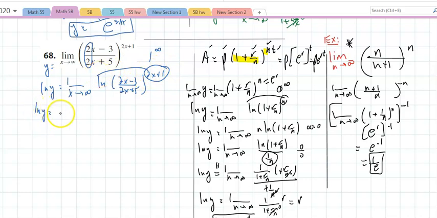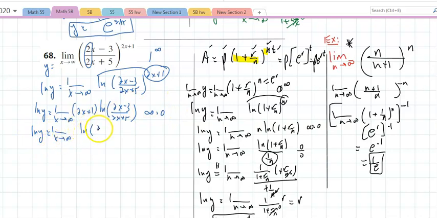Natural log of y equals the limit as x approaches infinity of 2x plus 1, natural log of 2x minus 3 over 2x plus 5. Now this is infinity times, and this is natural log of 1, which is 0. Again, whether you are integrating or taking a limit and there's a log involved, you really do not move a log. That's unwise. And this is 1 over 2x plus 1, to the negative 1. Now this is 0 over 0. Now I could apply L'Hopital.